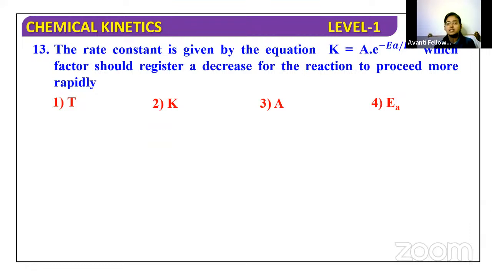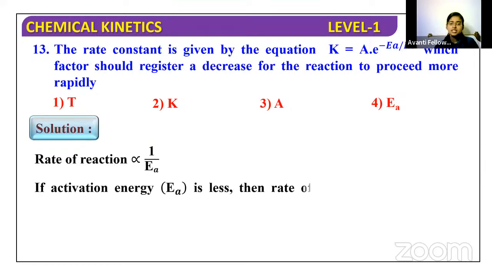Which one is the answer? Which factor has to get decreased for a reaction to occur very fast? Option 4. Tanika is going for option 1. Others are going for option 4. Okay, let's check.